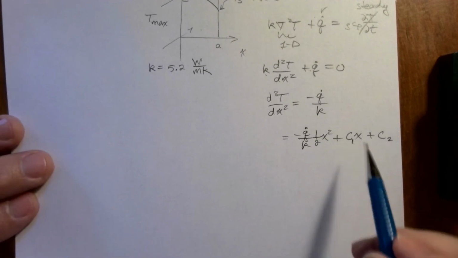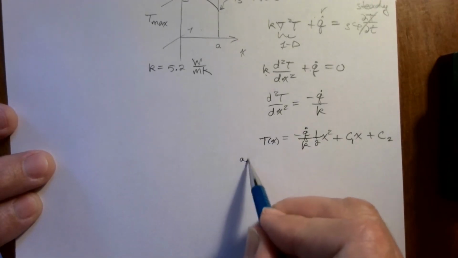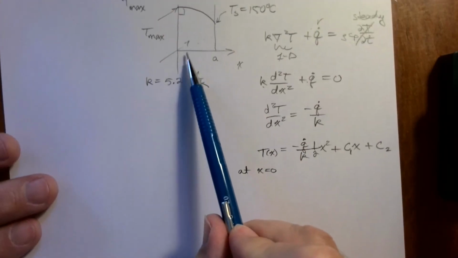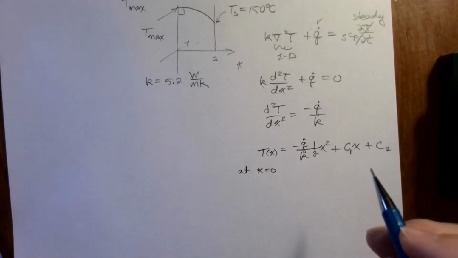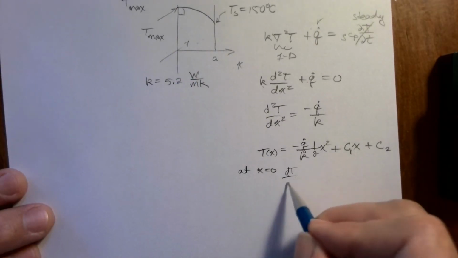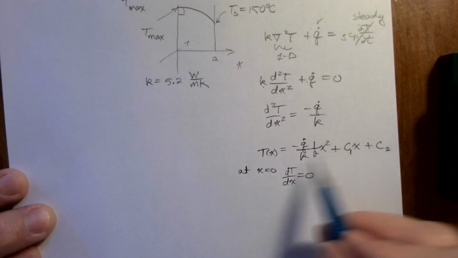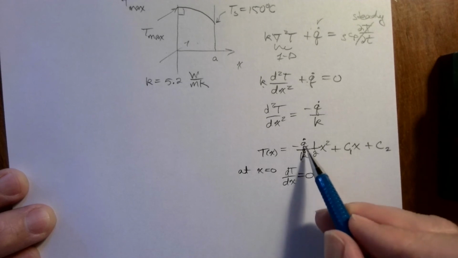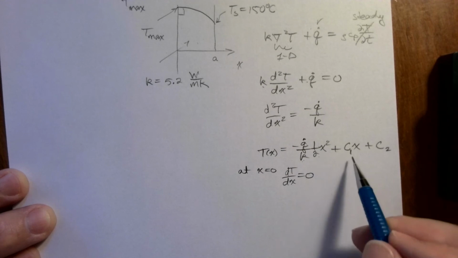Now we need those constants, right? So we're going to apply boundary conditions to figure those constants. This is T as a function of x. So at x equal to 0, we have a 0 slope over here. At x equal to 0, dT dx is equal to 0. So take a derivative of this, and we'll end up with minus Q dot over K times x plus C1 is equal to 0 at x.